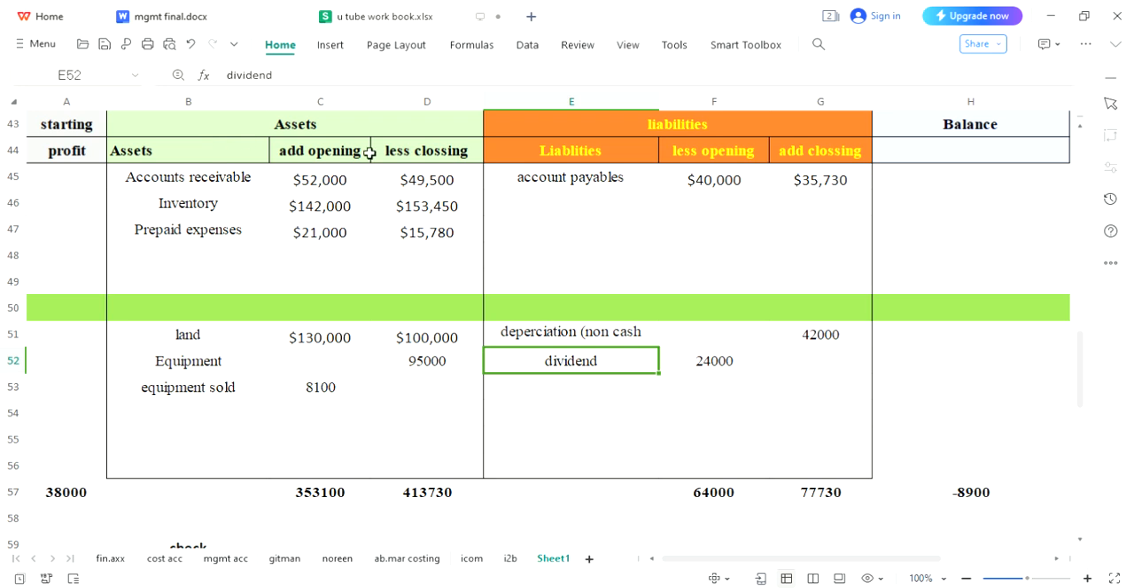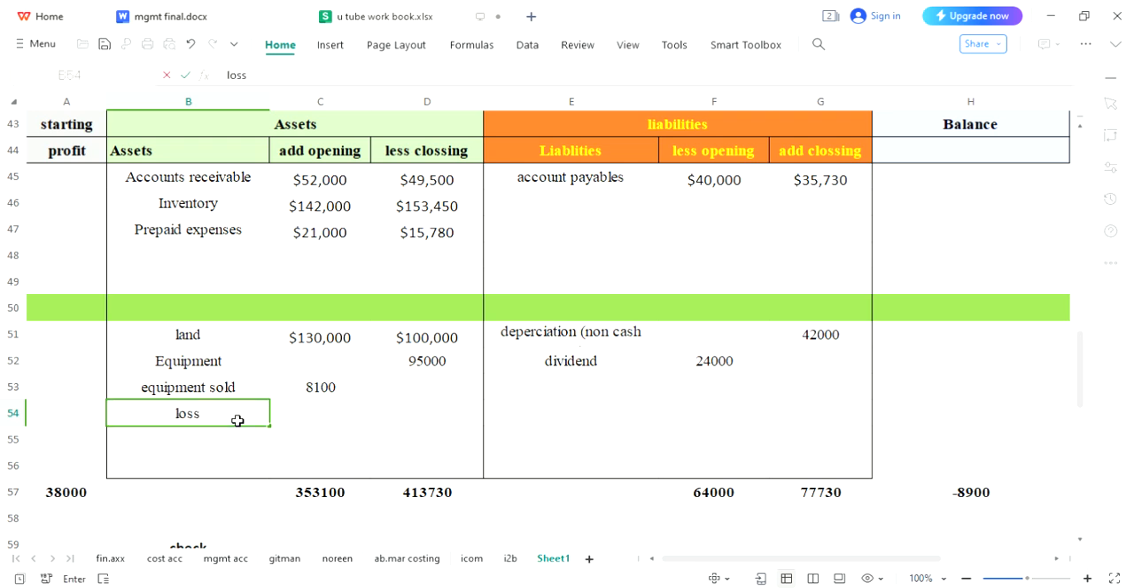Similarly, we have added depreciation as a non-cash expense. I have repeated it so many times: we have added depreciation due to non-cash expense. In the similar way, a loss due to a non-cash expense would also be added.